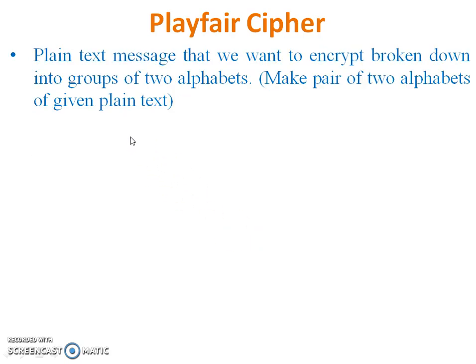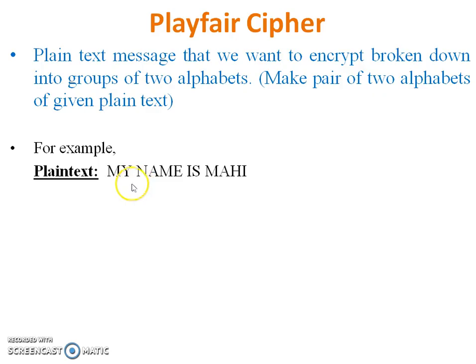Now work with the plaintext message. The plaintext message that we want to encrypt is broken down into groups of 2 alphabets. It means make pairs of 2 alphabets from the given plaintext. For example, my plaintext is my name is Mahi. So create pairs. First pair is MY, NAMEISMAHI. So as per the rules, make pairs of 2 alphabets of the given plaintext.